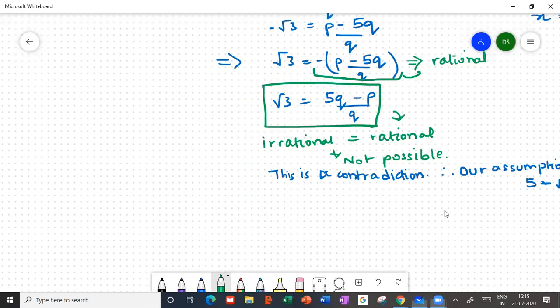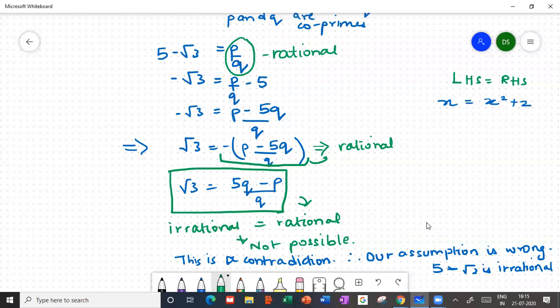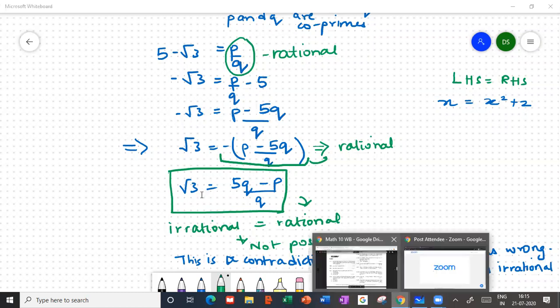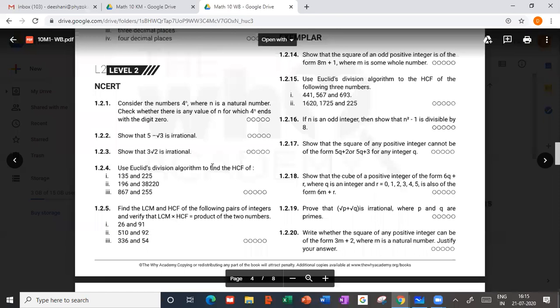Okay. So what I'll do is give you a sum to solve. Let's see if you can solve it, based on the similar thing we did just now. So the question is this. Show that 3 root 2 is irrational.